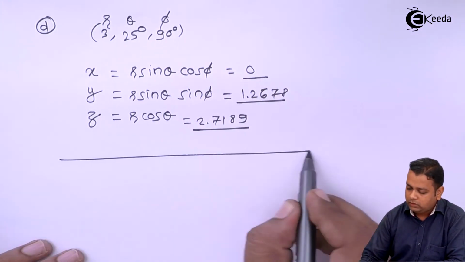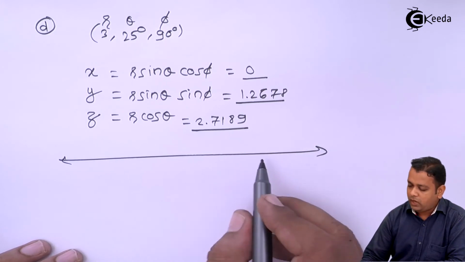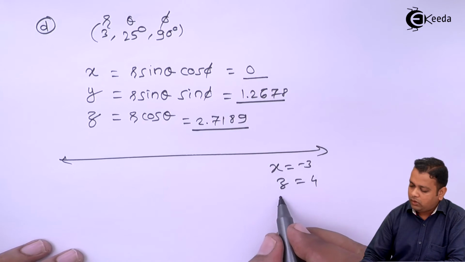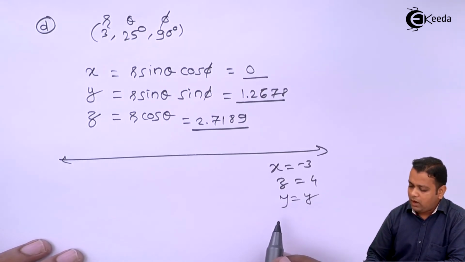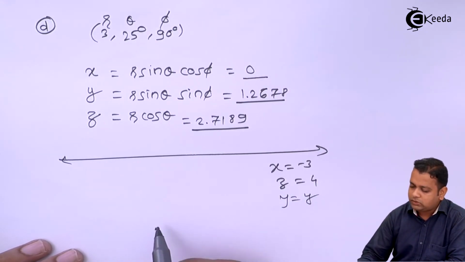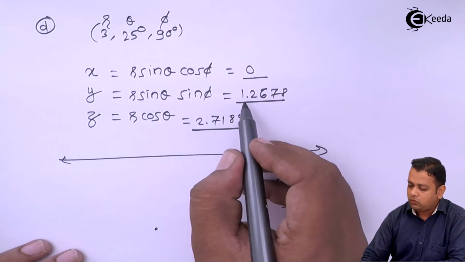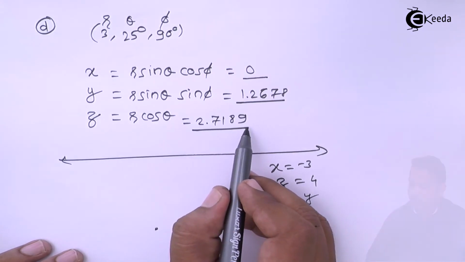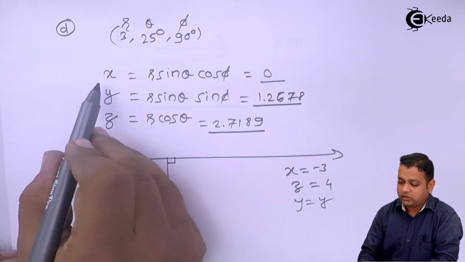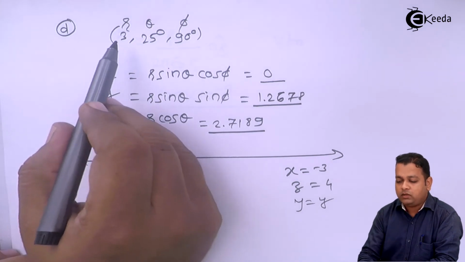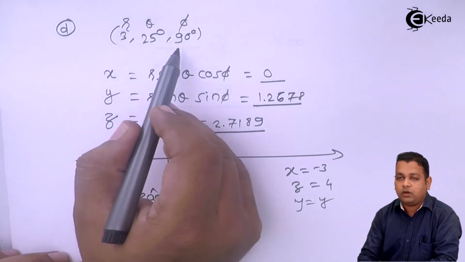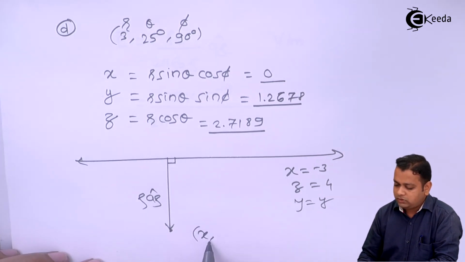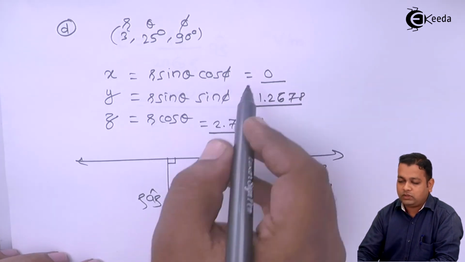So let us say this is our line charge having x is equal to minus 3, z is equal to 4, okay, y equal to y right now, and the field point here having x is equal to 0, y is equal to 1.2678 and z is equal to 2.788. So here we have the values of x, y and z for the field point represented earlier as 3, 25 degree and 90 degree. So I have this field point here. So x, y and z will be having this value.